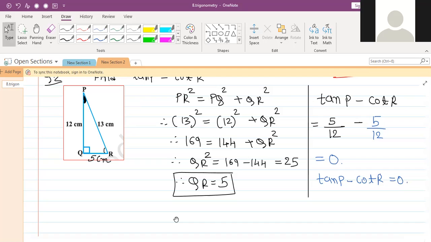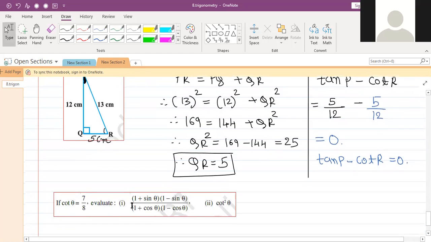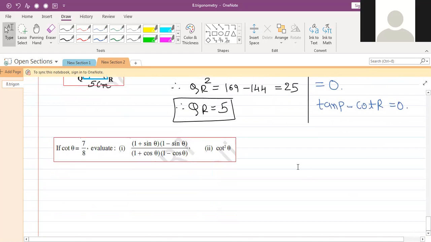Okay, I can also take one more example that is also important. In this example we have cot theta given as 7 upon 8. Here we can also find the other values using a triangle, otherwise we can directly use a formula, but using a triangle is easy. I can explain. Just one second.